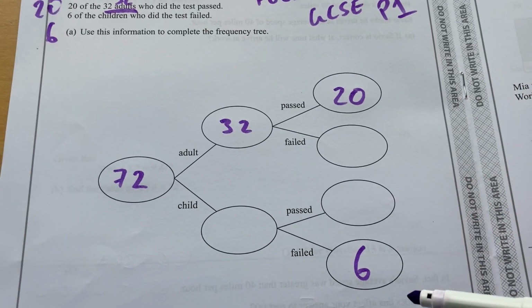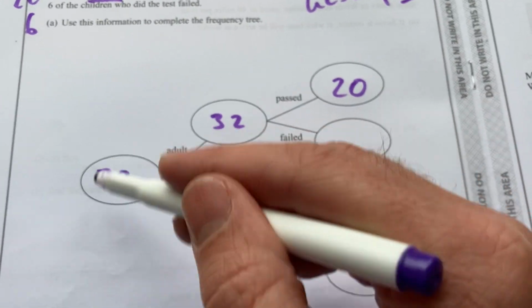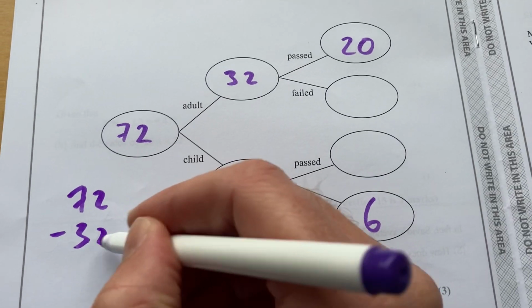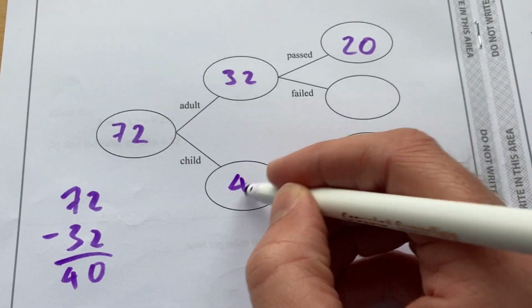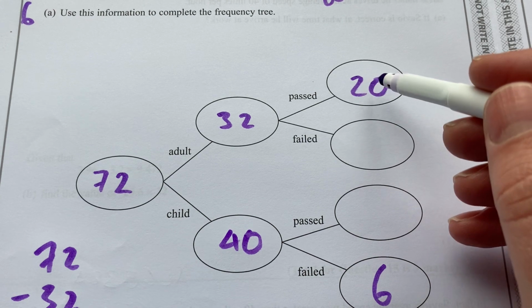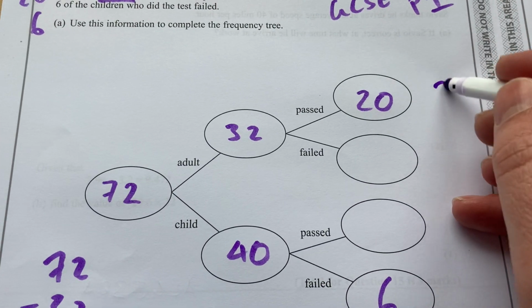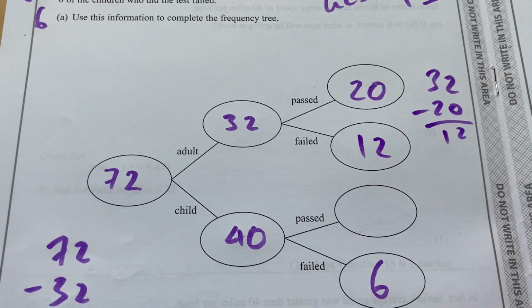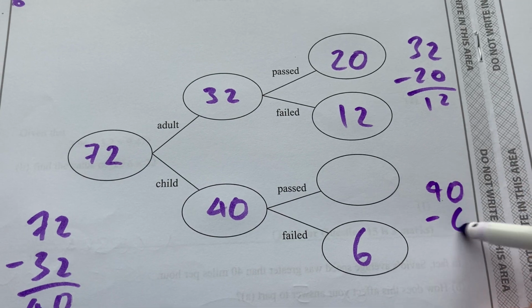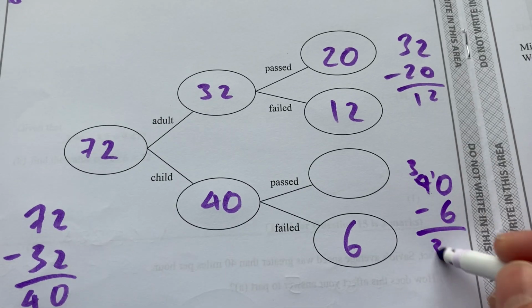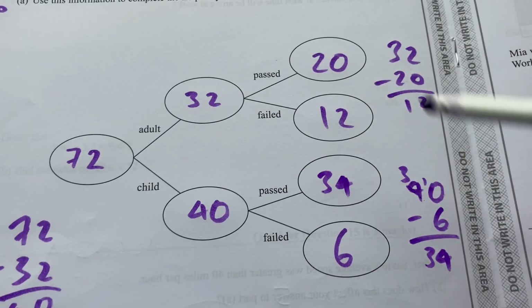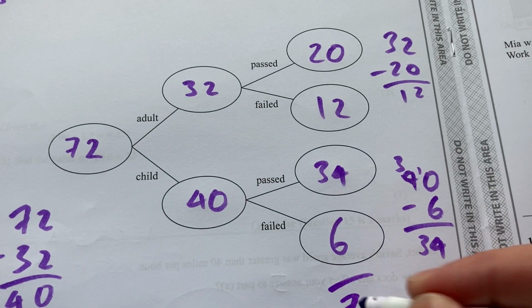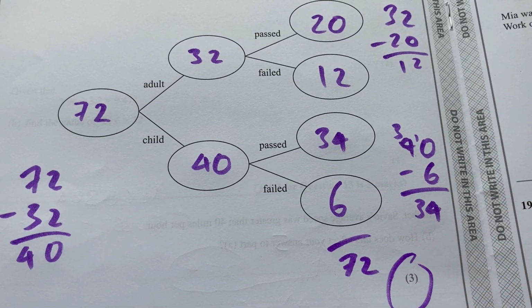But I can't complete the rest, because each pair must add up to the larger number. So if that's 32, 72 minus 32 is going to be 40. So 40 children. 32 adults took it, 20 passed, so 20 taken away from 32 is going to be 12. And 40 minus 6 for the children is 34. And if I just check my adding there, that should add up to 72. That's 32, that's 40, so that should add up to 72. And that should give us the 3 marks.